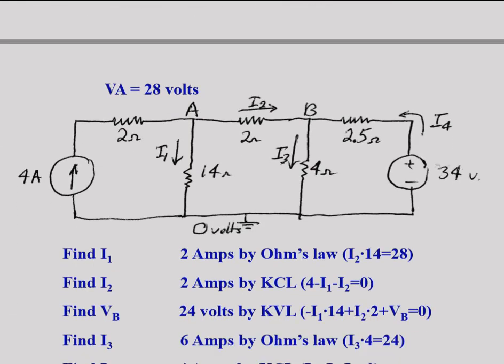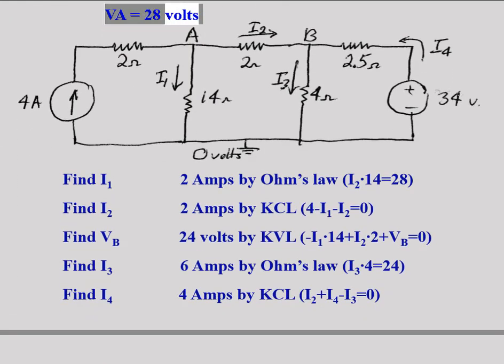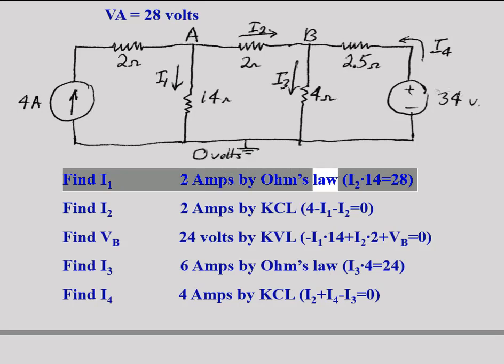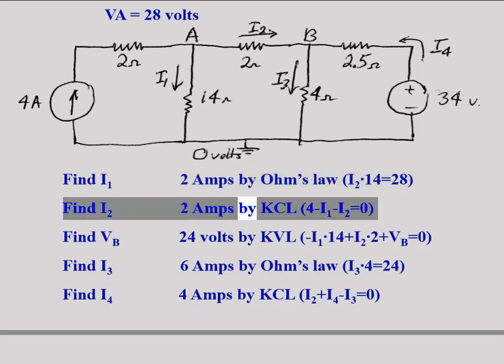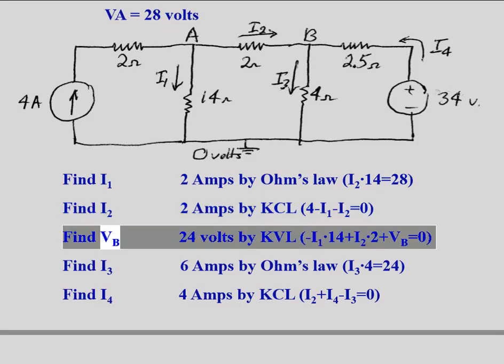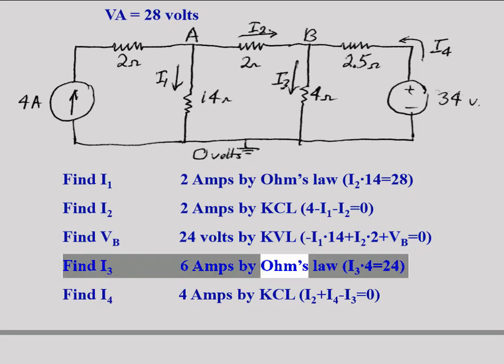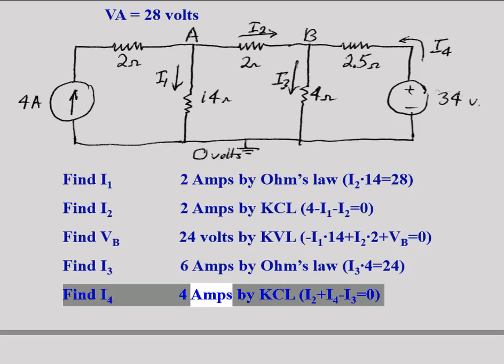Circuit with dependent sources: 20 ohm resistor, VA = 28 volts. Find I1 = 2 amps by Ohm's law: I1 14 = 28. Find I2 = 2 amps by KCL: -I1 + I2 = 0. Find VB = 24 volts by KVL: -I1 14 + I2 2 + VB = 0. Find I3 = 6 amps by Ohm's law: I3 4 = 24. Find I4 = 4 amps by KCL: -I2 + I4 - I3 = 0.